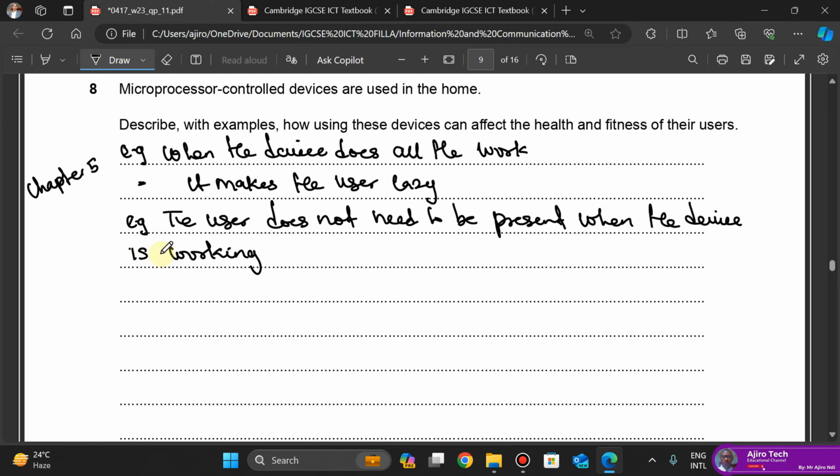Now another one is an example. If you are not present when the device is working, how would this affect the health or fitness of the user? Okay, it gives the user more or less exercise. They have time to do other things. Let's look at another example here.